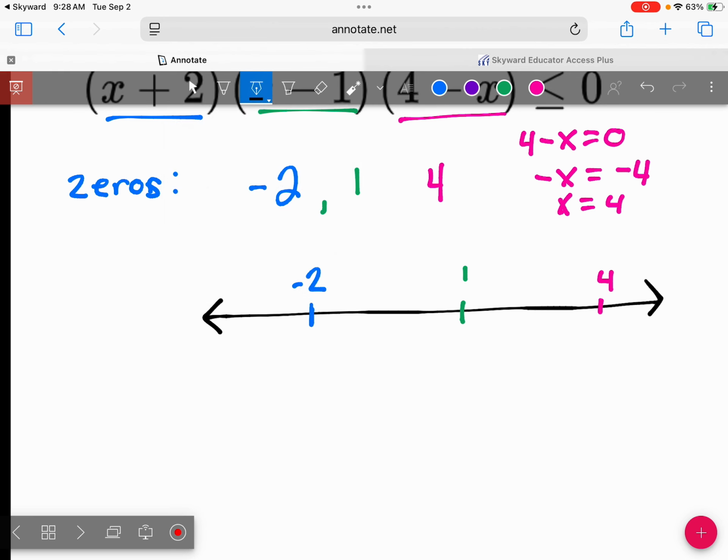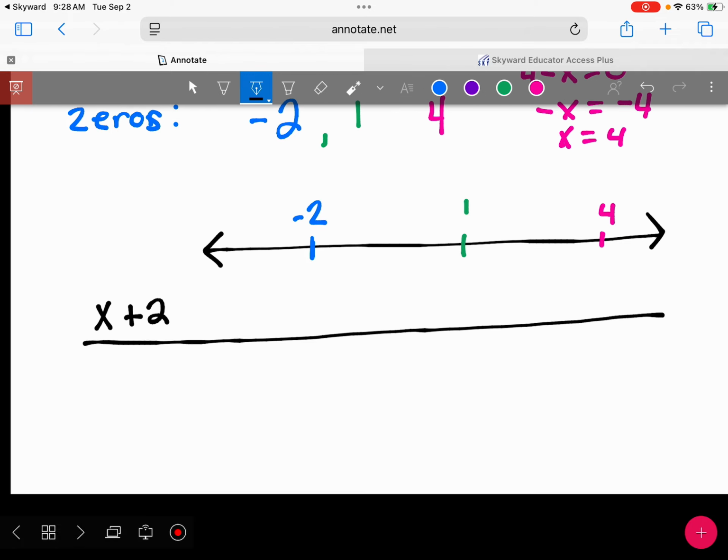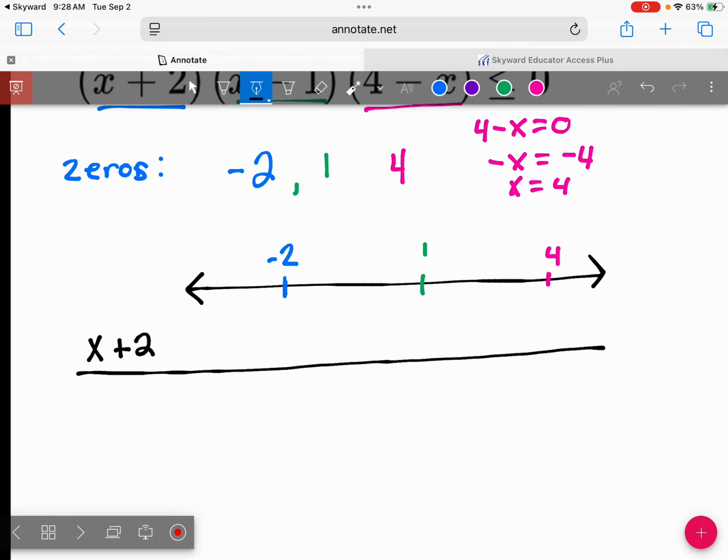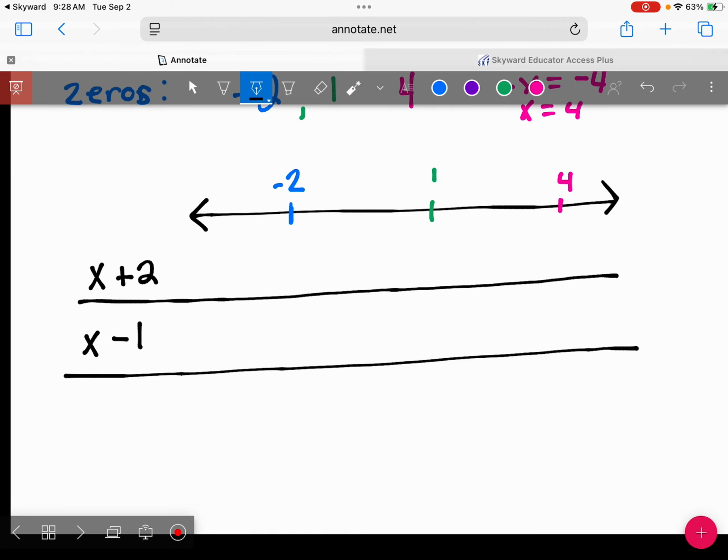So I'm going to set it up with my x plus 2. And if you're using lined paper, I recommend just putting one on each line and using the blue lines. You don't have to draw a line across. I just don't have lined paper up here. We're going to put our x minus 1 and use a line. And we're going to have our 4 minus x and use a line.